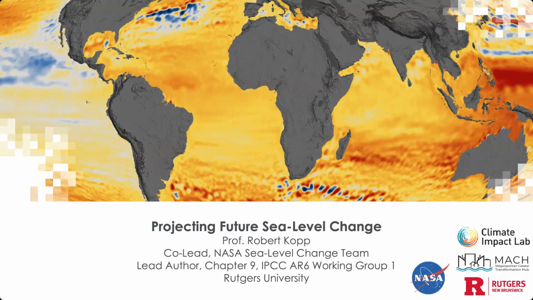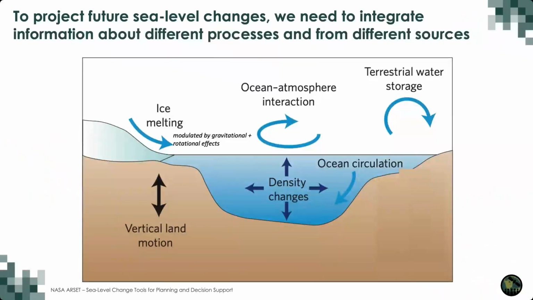Thank you, Sean. My name is Bob Kopp. I am a distinguished professor of Earth and Planetary Sciences at Rutgers University in New Jersey. I'm also one of the co-leads of the NASA Sea Level Change team. And of relevance for this presentation, I was one of the lead authors on the IPCC 6th Assessment Report, from which I'll be using some information.